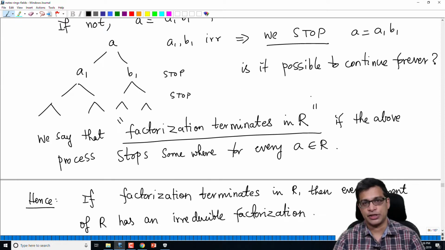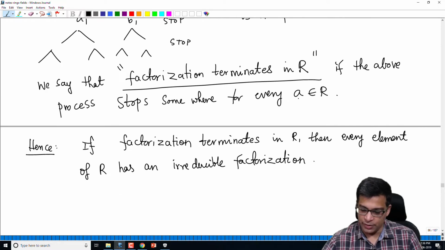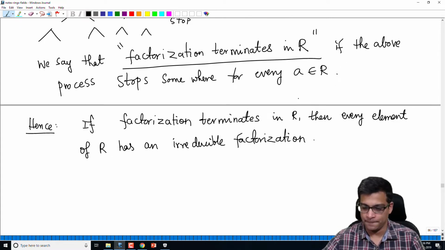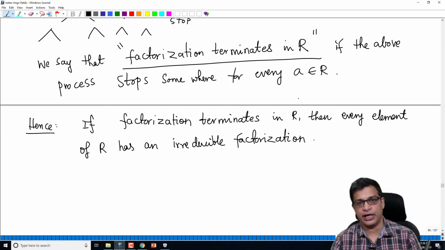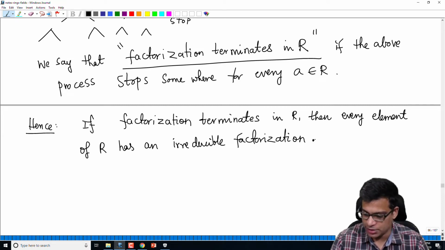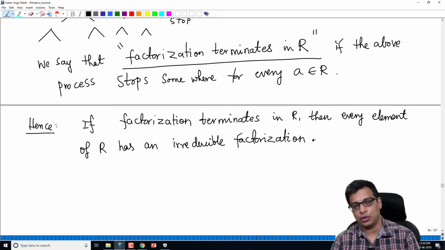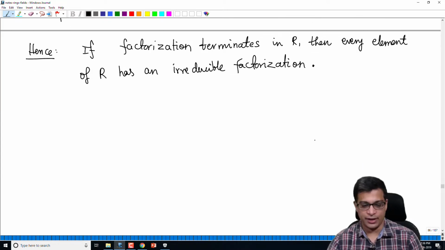If it's irreducible, we stop. If not, we factor it. If the two factors are irreducible, we stop. If not, we continue factoring them. And eventually it stops because I am assuming that factorization terminates in R. That phrase says that for every element this process stops. Obviously then every element has an irreducible factorization. We are not yet coming to uniqueness. I am currently only interested in establishing when factorization actually exists. So it exists when factorization terminates.